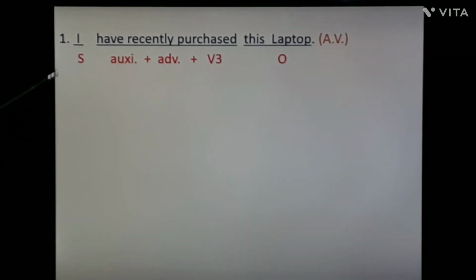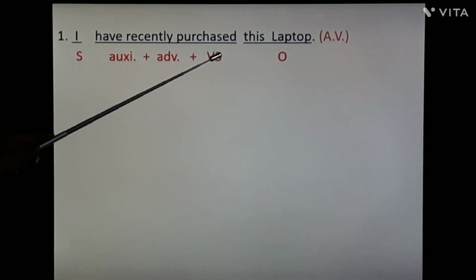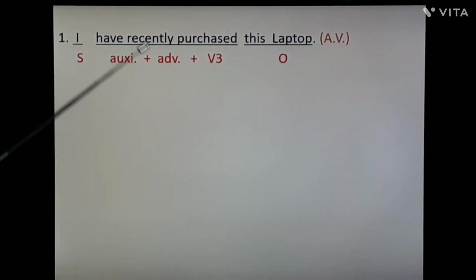Here in active voice present perfect tense you have to be very clear. Have that is auxiliary verb, but here been is not given and by is not given. That's why this is active voice. Let's see how to turn this active into passive.